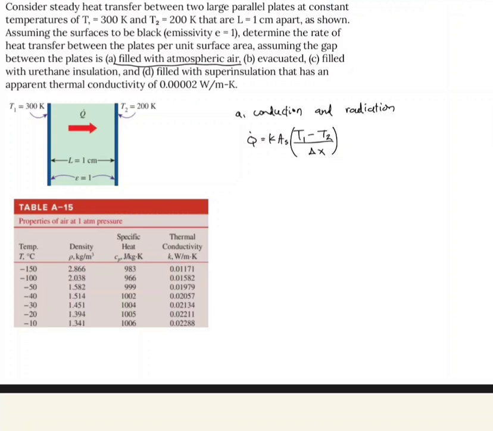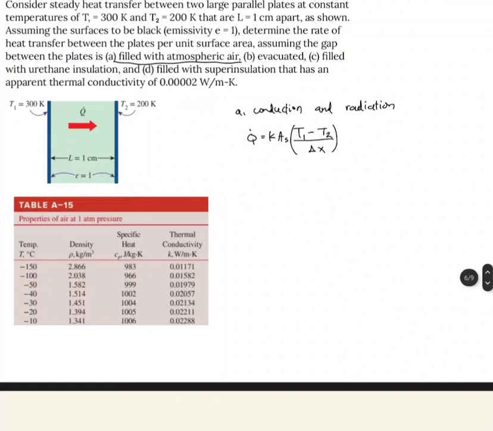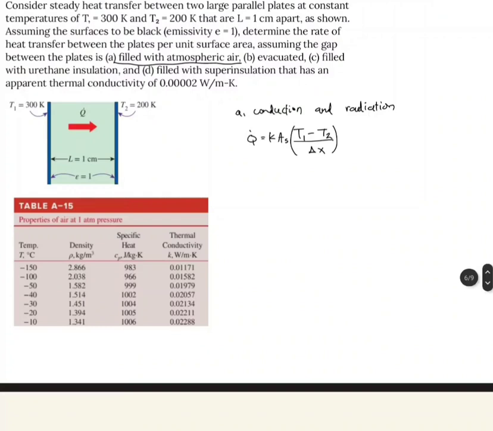For this one, what is K? Well, if you look at this table that I have right here, the value of K depends on the temperature, right? So it means that we have to find the average temperature. And the average temperature is 250 Kelvin. If we convert it to Celsius, we just have to subtract 273 from this, which becomes negative 23 degrees Celsius.